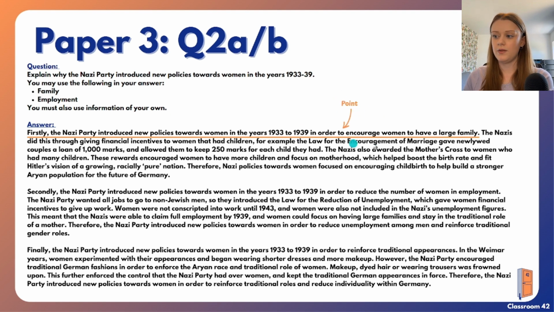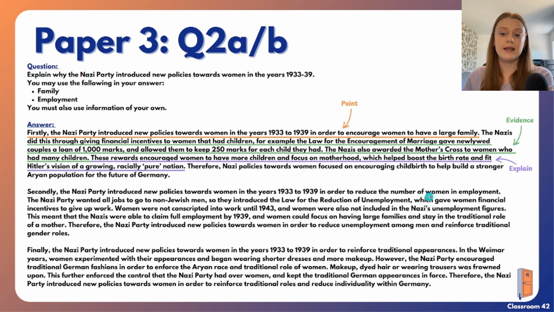Okay, so the first thing we need to do is bring in our point. You can see here that we've got our point that is about family. Then we are bringing in our evidence. So we've talked about the Law for the Encouragement of Marriage. We've talked about how this gives couples a loan of 1,000 marks and allowing them to keep 250 for each child that they had. And we've also mentioned the Mother's Cross as well. So we've got lots of our own historical knowledge in there.